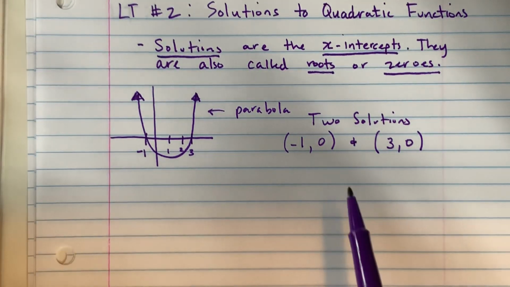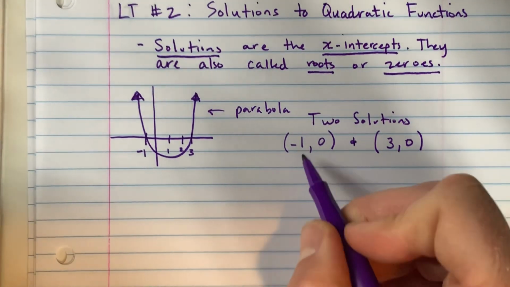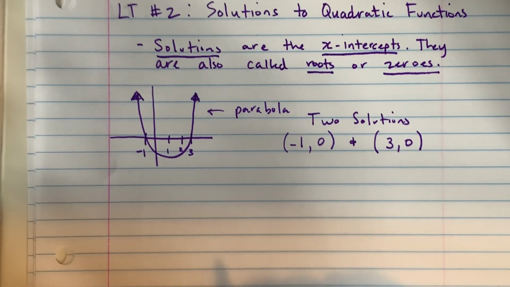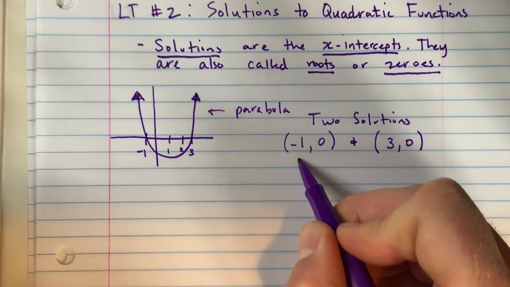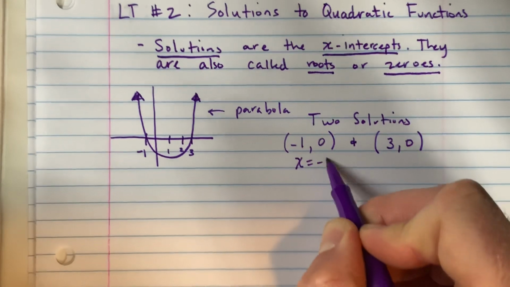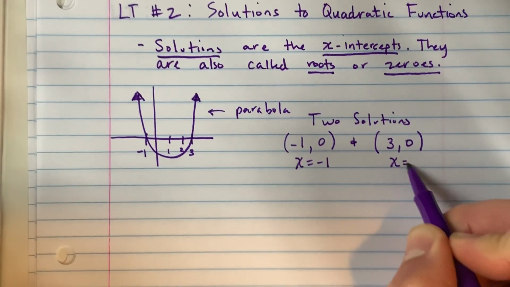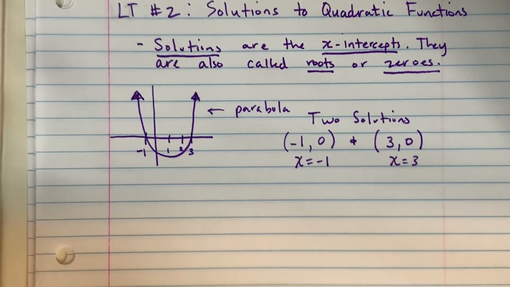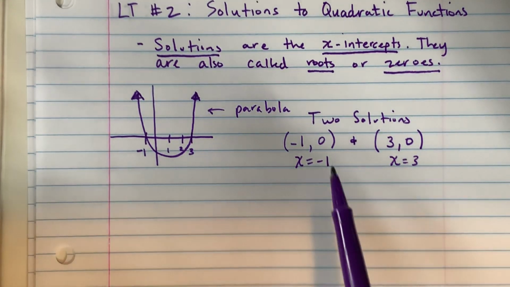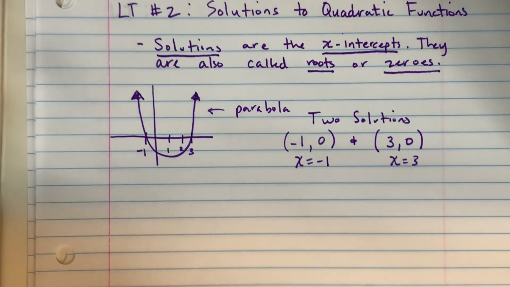And another way that we can write these, sometimes we'll see it that way. Think about like the y-intercept. Sometimes we would do this. You could also just say x equals -1 and x equals 3. Because we know the y will always be what? 0, right? Any x-intercept, the y value will always be 0. Again, if you need to pause, go ahead and get that written in.